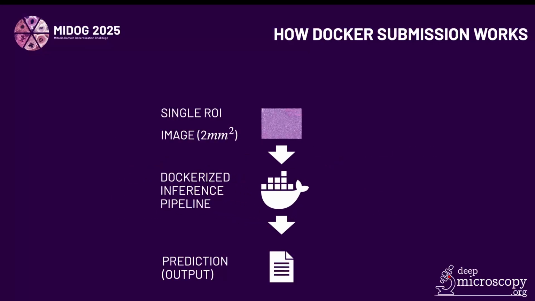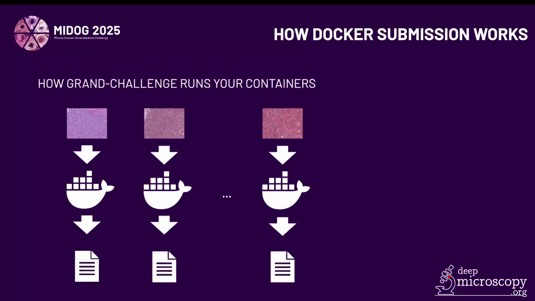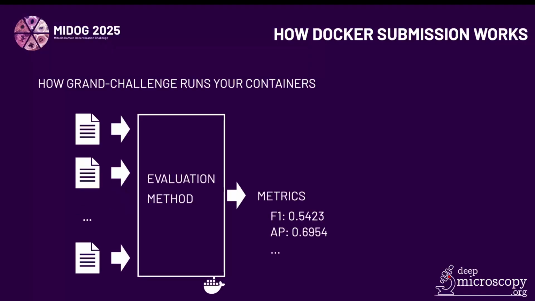The task of your container will be to run inference on a single image in task 1, spanning approximately 7,000 by 5,000 pixels or so, depending a little bit on the resolution. It will always be 2 square millimeters. Your container will have to provide a prediction output in JSON format. Now, Grand Challenge will run the containers many times in order to actually acquire the results on all images. Finally, an evaluation container is run on the results and also on the ground truth to calculate the metrics of our challenge.